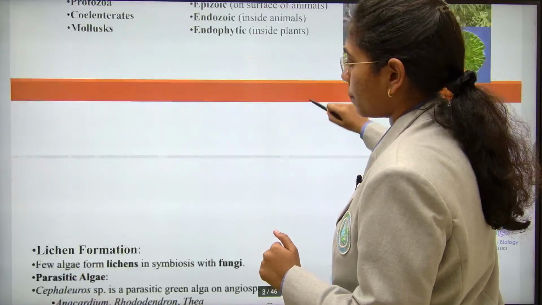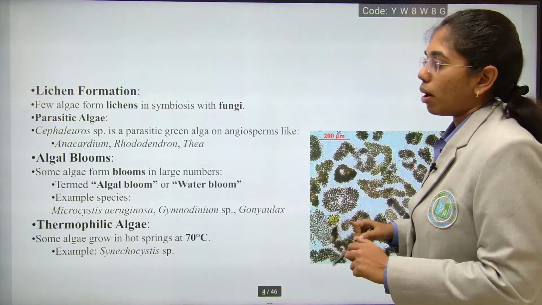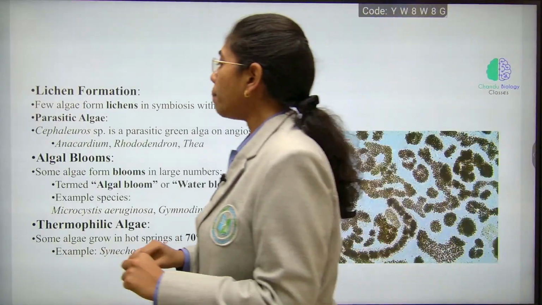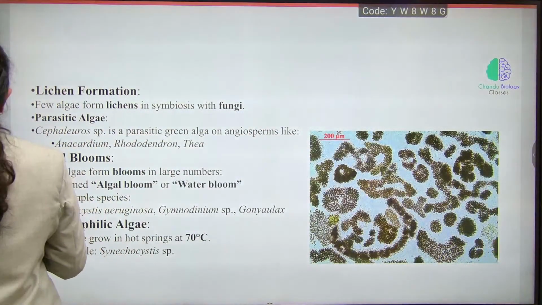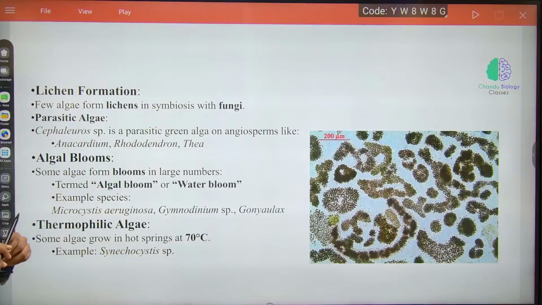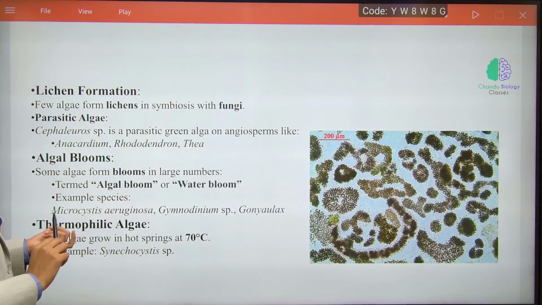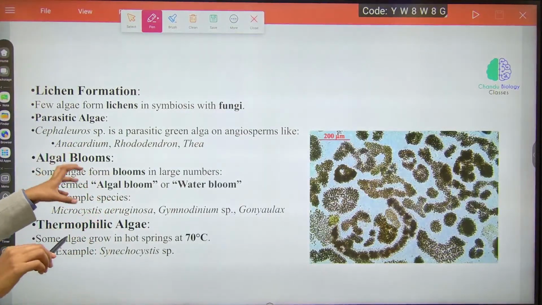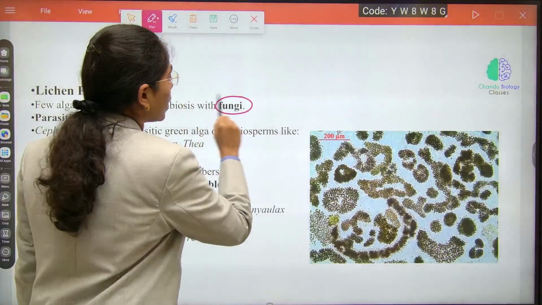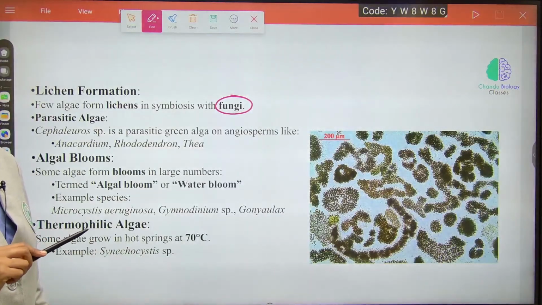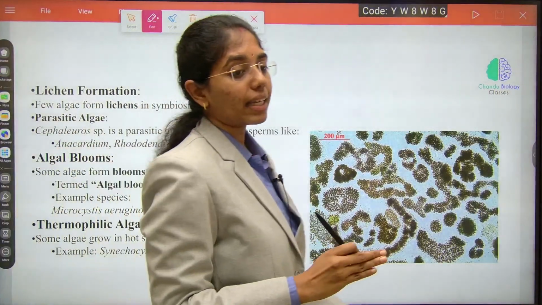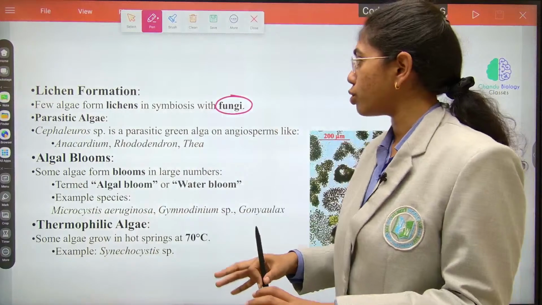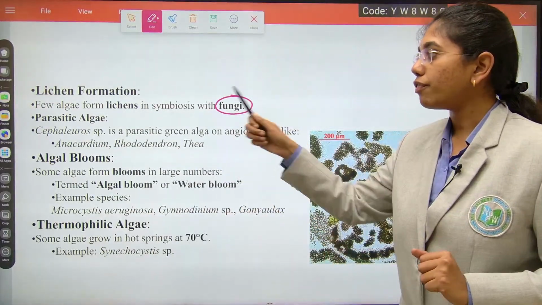Now, lichen formation. We know lichens are the pioneer species of ecological succession. Lichens are the pioneer species which start the process of succession. A few algae form lichens by forming a symbiotic association with fungi. When algae form a symbiotic association with fungi, what do they form? Lichens.